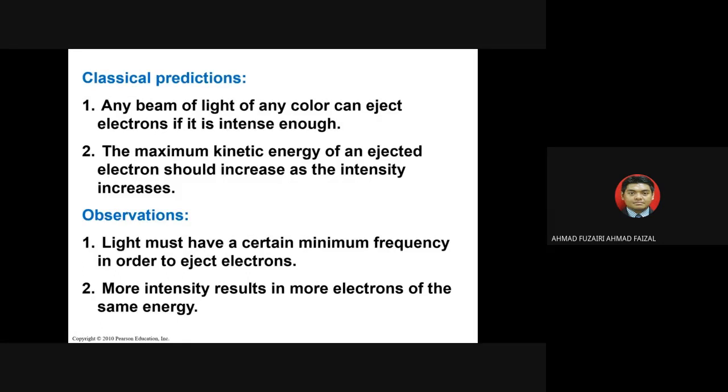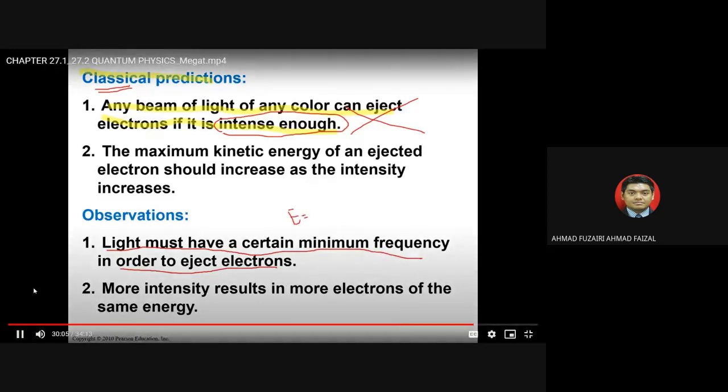According to the classical prediction, the classical physics, any beam of light of any color can eject an electron if it is intense enough. Meaning that to eject the electron, what you need is an intense light, according to the classical prediction. But somehow, this is not true, because according to quantum mechanics, light must have a certain minimum frequency in order to eject an electron, because each frequency has a certain value of energy.